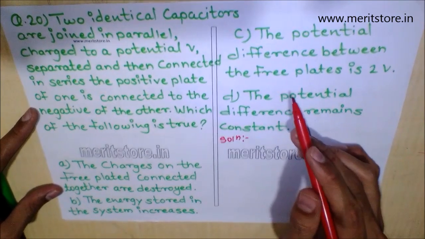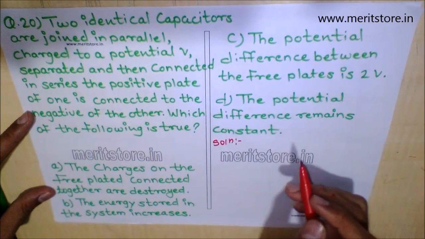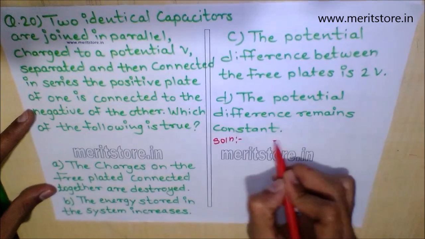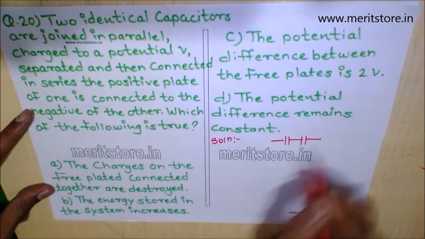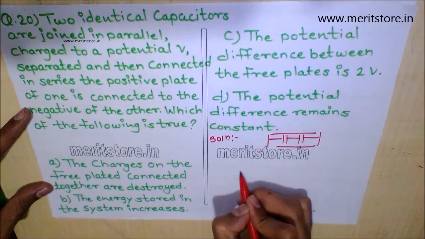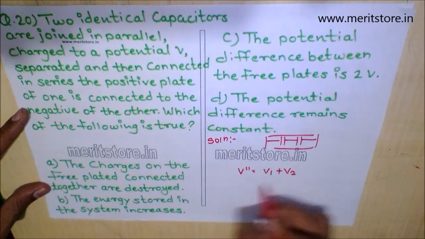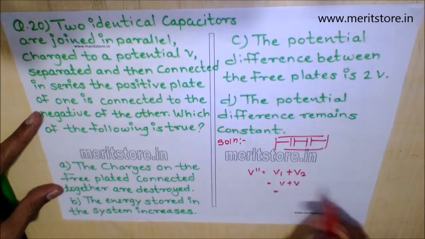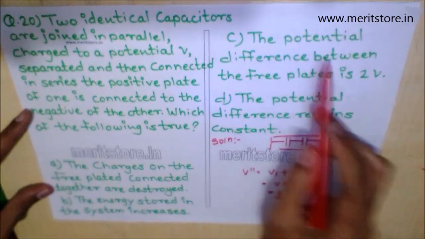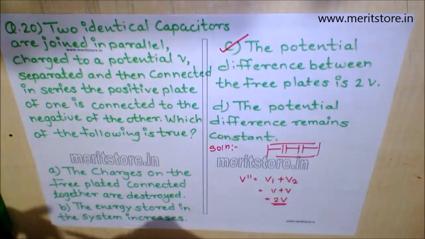Basically there are two capacitors which are charged to the potential V, that is the potential difference across both of them is the same, and they are connected in series. The positive plate of one is connected to the negative of the other. So now we have two capacitors connected in series. The total potential across the two capacitors, suppose it is V double prime, is equal to the potential across 1 plus the potential across 2. As the potential across both of them is the same, we have V plus V, that will be 2V. So the potential difference between the two free plates is 2V. The answer is C.